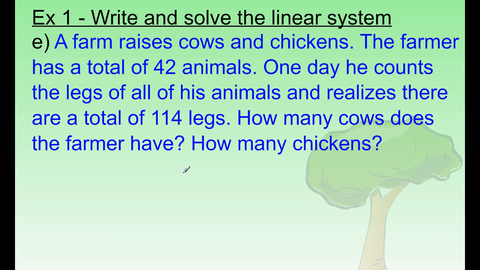If you want a quick check to see if your verbal models and your equations are correct, you can hit play and let the video catch up and then continue the problem on your own. But either way, do the problem. When you're ready to continue, hit play, and we'll go through it together.